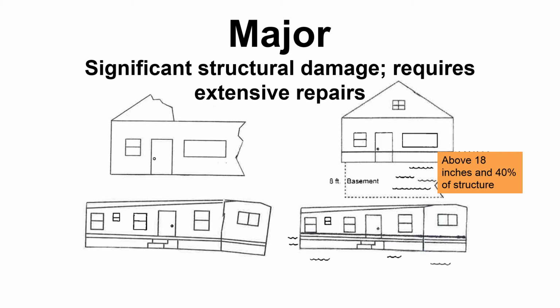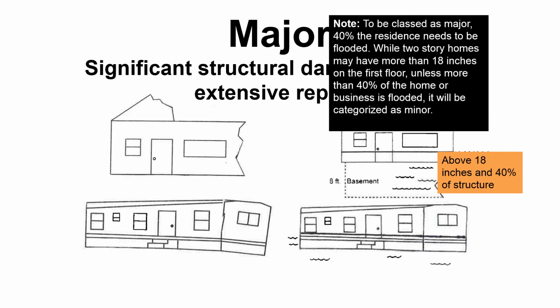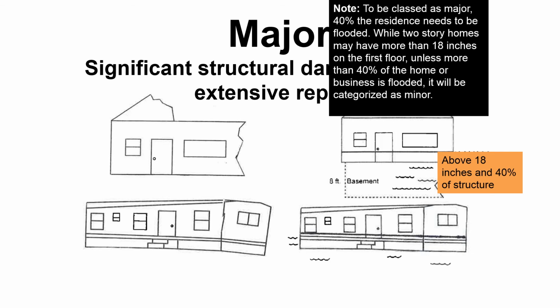So, for single-story homes with basements, if there is any water line on the first floor after the basement is completely full, it would be classified as major. Two-story homes also need to have 40% of the structure flooded. So, if a two-story home has a water line above 18 inches, but 40% of the home is not flooded, the home would be classified as minor, not major.